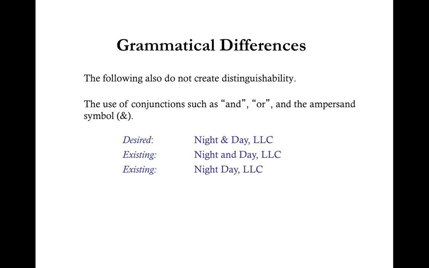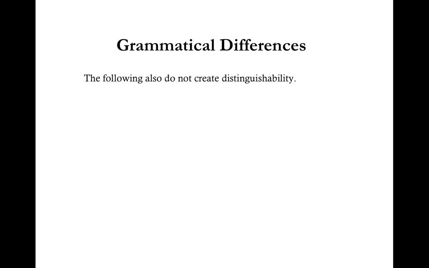Again, both of these examples are too similar, and your desired LLC name is not distinguishable and therefore not available for use. An example of an alternative name would be Moon and Sunshine, LLC. The following also do not create distinguishability.